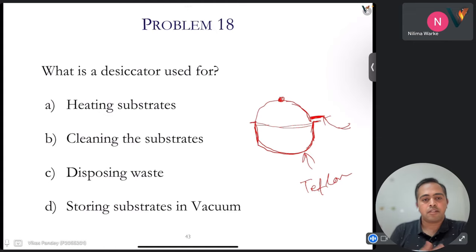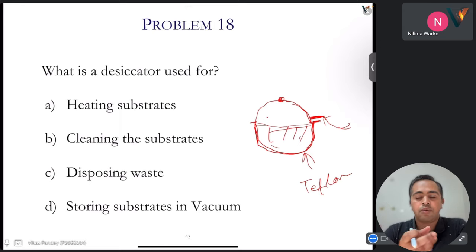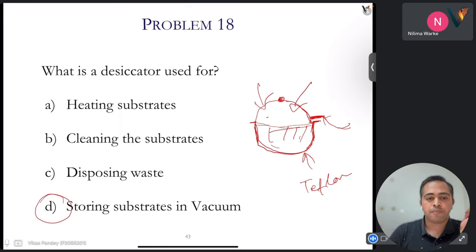Since you are not aware of it, certainly you will not know what it is for. Inside it we store wafers, mostly wafer substrates as well as our sensors, when they are not being used or when they are in the process of being fabricated, like when some step has been done and another has to be done. It is kept inside and a vacuum is created. Why? So that it does not get contaminated from anything outside, and no moisture is there. Since there is vacuum, there will be no moisture, nothing will destroy it. So it is used to store substrates in vacuum. Fine.